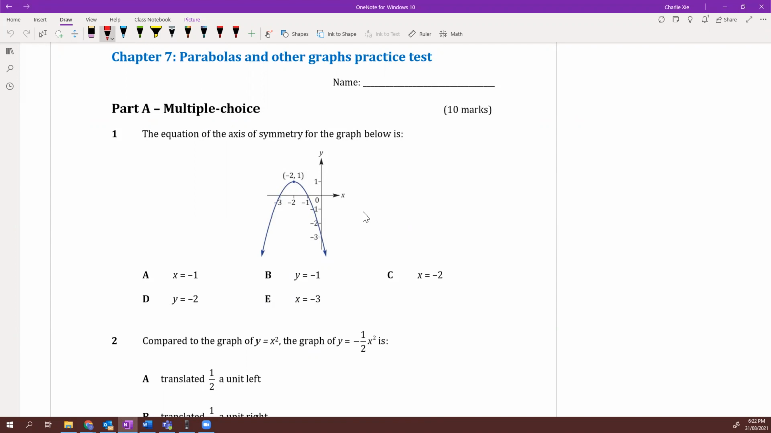So the first question, the equation of the axis of symmetry for the graph below. We're gonna find the line of symmetry first. And that's your line of symmetry, and it's quite obvious here. That's right in the middle of -3 and -1. And your equation for this line of symmetry is called the axis of symmetry, and that's x equals -2. So your answer is C, x equals -2.